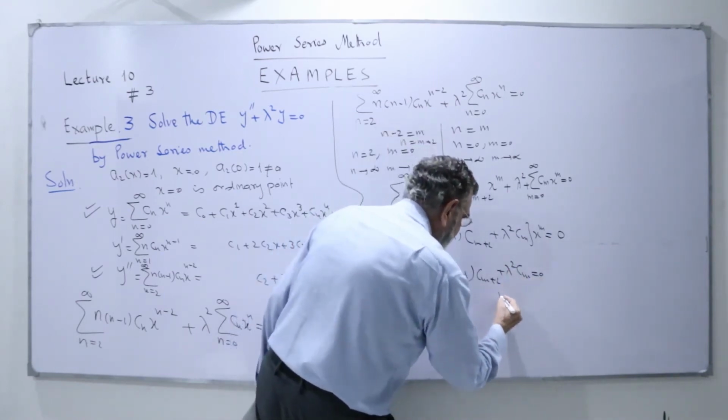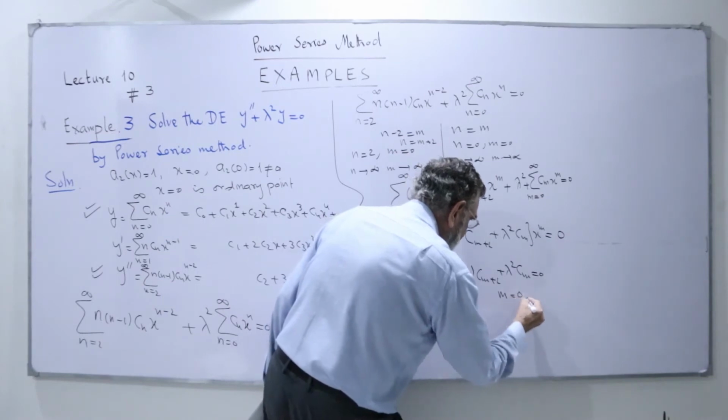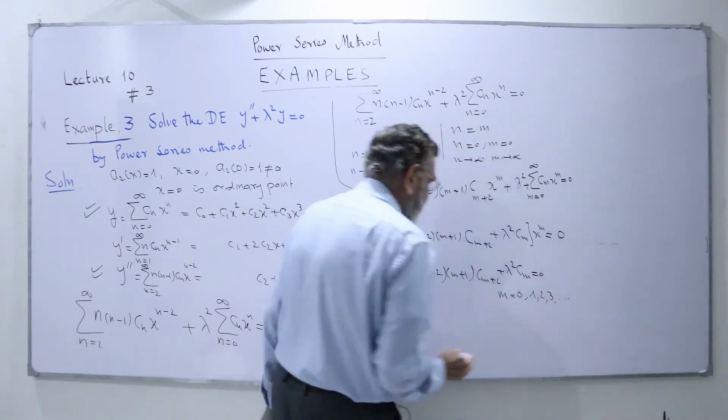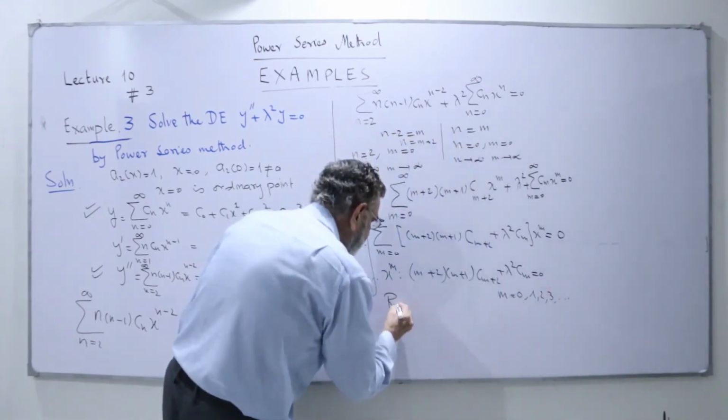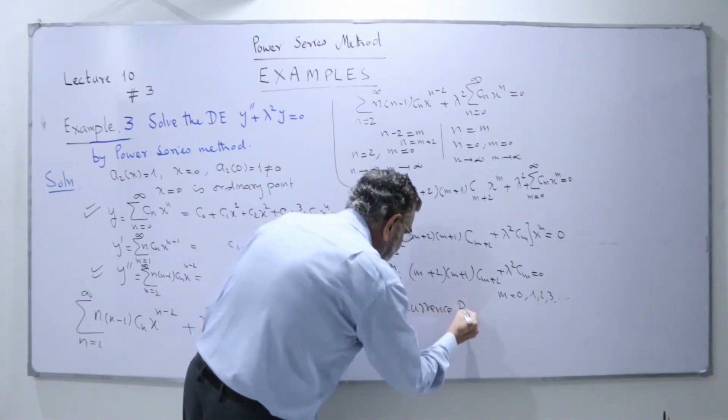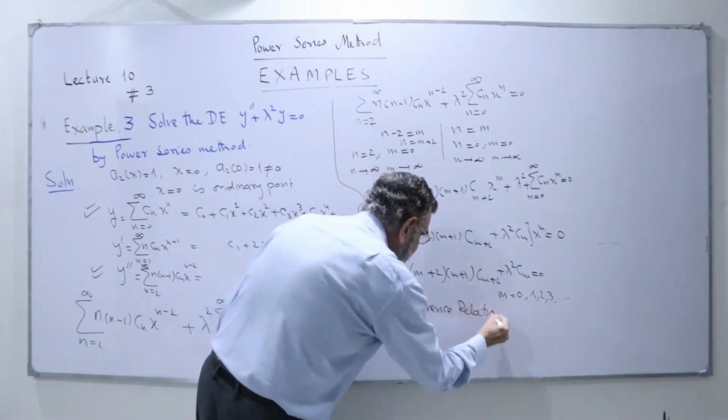0. And we have the value of m equal to 0, 1, 2, 3, and so on. This is my recursion relation. With the help of this recursion relation, I'll get the values of the C's.